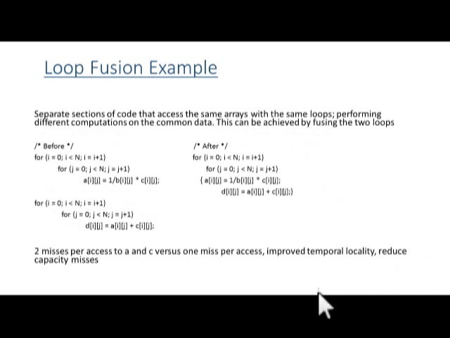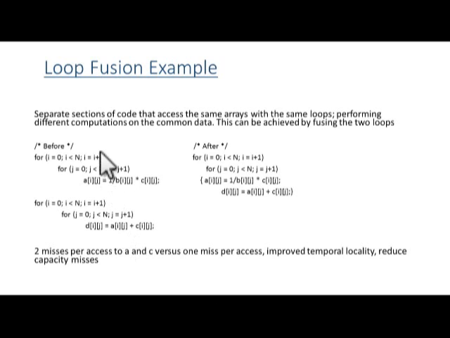The third method is loop fusion. The loop fusion method is helpful when separate sections of code access the same array with the same loops, performing different computations on the common data. Consider there are two loops. In the first loop, we are calculating the value of variable a using b and c. In the second loop, we are calculating the value of variable d using a and c.